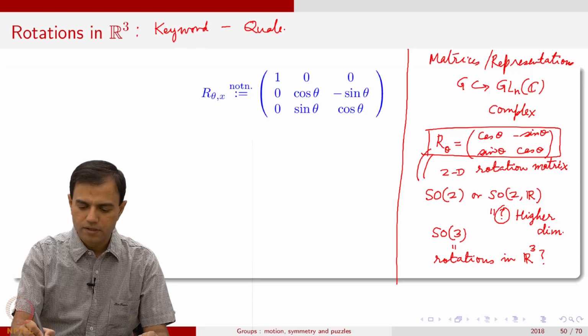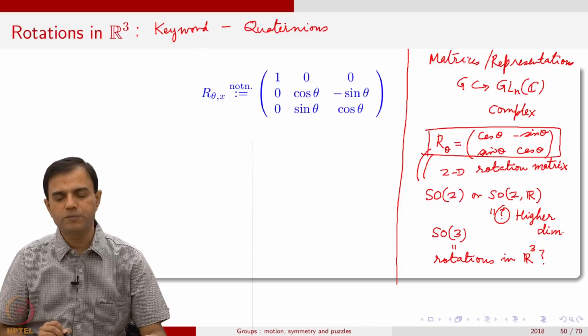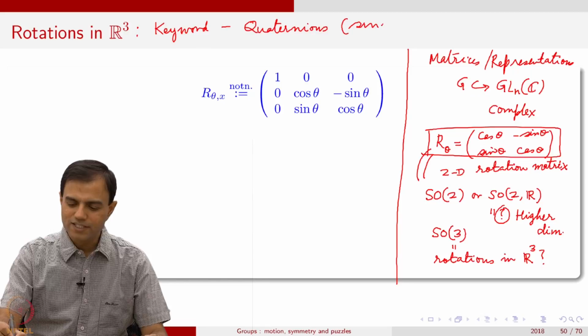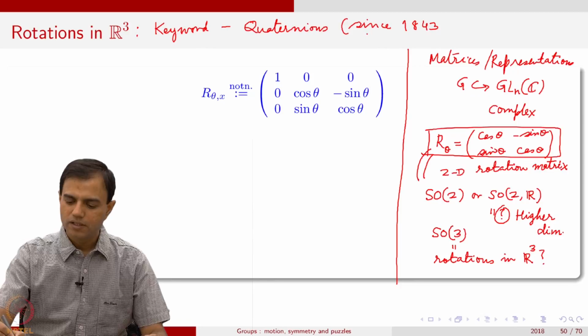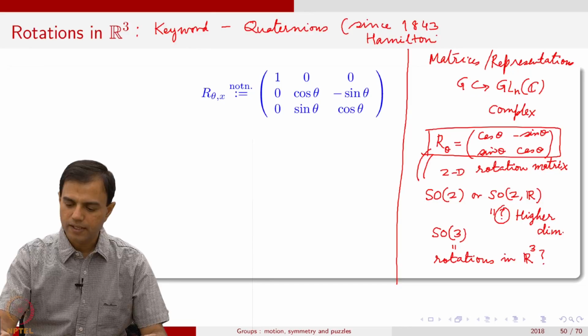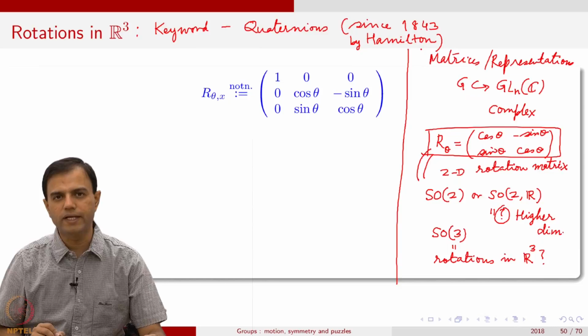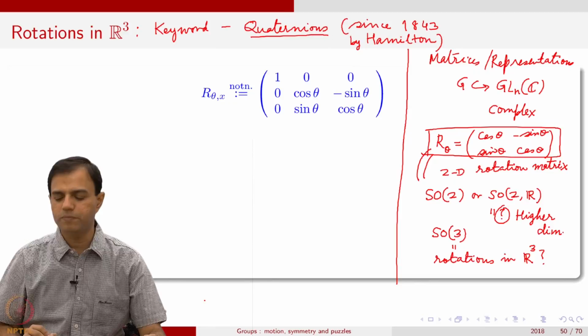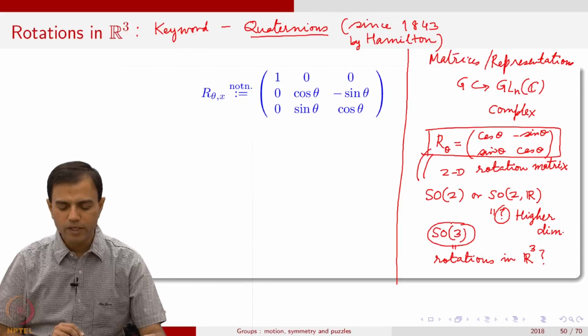So quaternions are certain objects I am going to explain in this lecture, and they were discovered in the year 1843 by Hamilton. We are going to learn all that in this lecture, and you will also see why quaternions are better options to express rotations in three dimensions. Okay, so let's start.